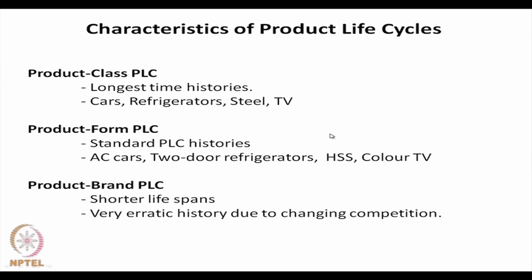Now, there can be different characteristics of product life cycles: product class PLCs, product life cycle, product firm PLCs and product brand PLCs. Product class PLCs have the longest time histories, such as cars, refrigerators, TVs, etc. Product firm PLCs have standard PLC histories, just as AC cars, two-door refrigerators, high speed steel, color TV, and the shortest lifespans belong to the product brands.